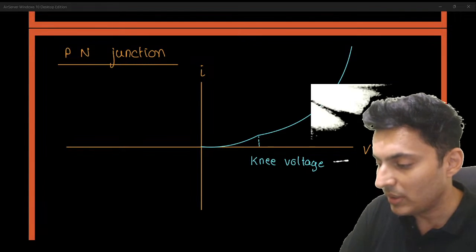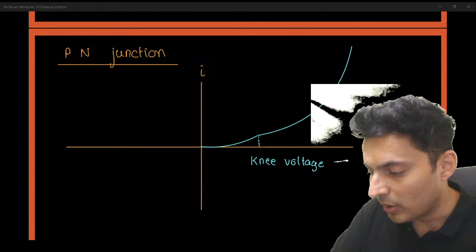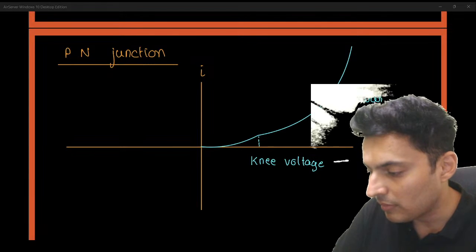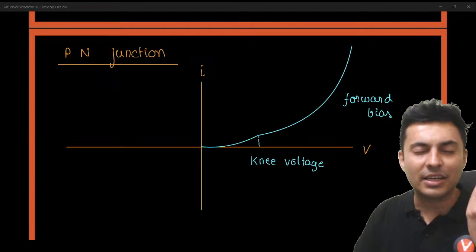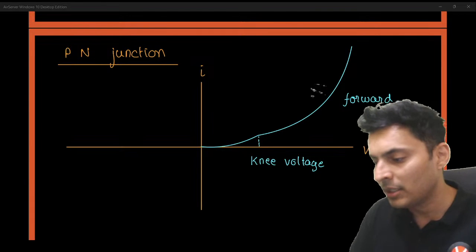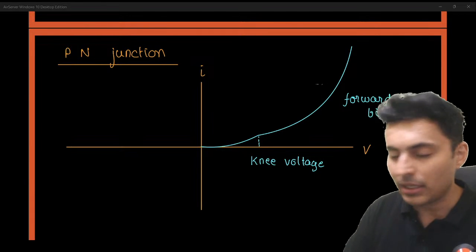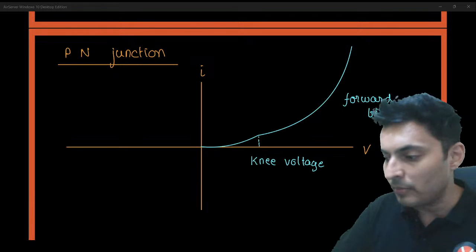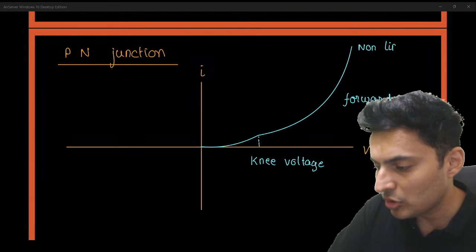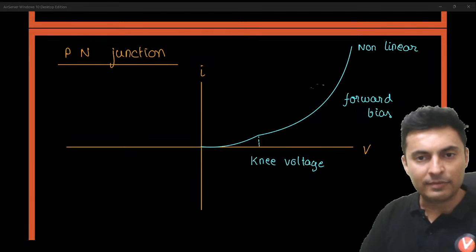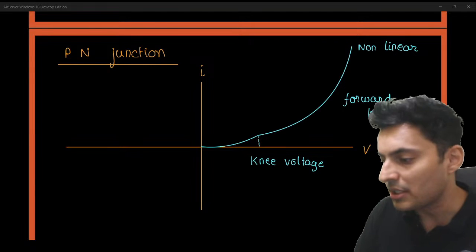All these currents and voltages on this side are for forward bias. That means voltage is positive, P is connected to positive, N is connected to negative. And there is good current in this circuit. It's a non-ohmic behavior. You can see it is a non-linear graph. So it is a non-ohmic device. Definitely, resistance keeps on changing.